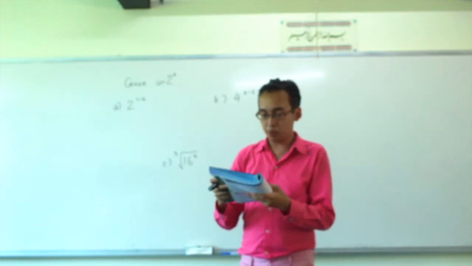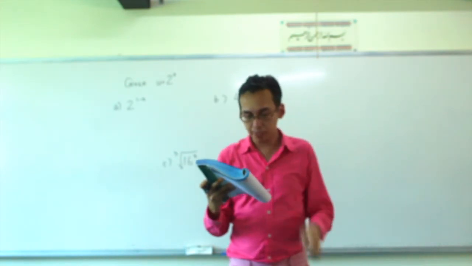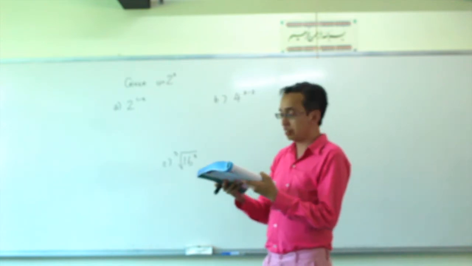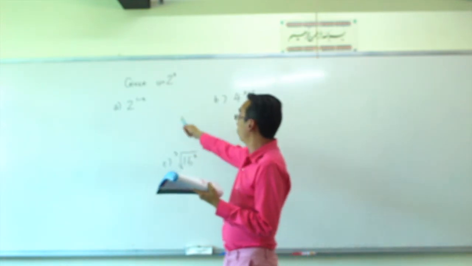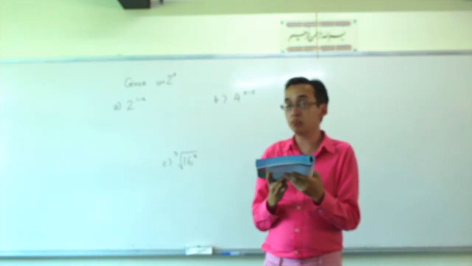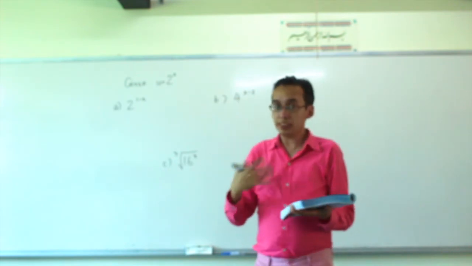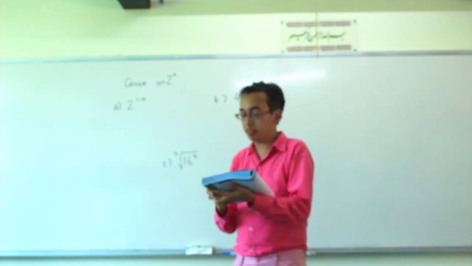We are back. Now we are doing example 11 on page 45. The question goes like this: given that u is equal to 2 to the power of x, express each of the following in terms of u. So we are supposed to convert everything in terms of u. That's the basic idea. So let's try the first one.